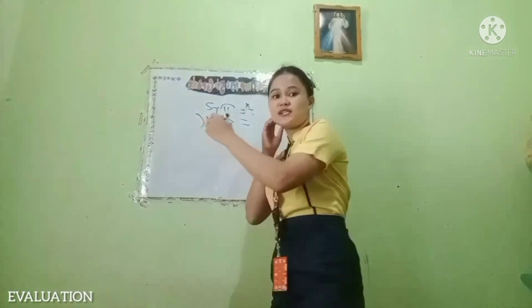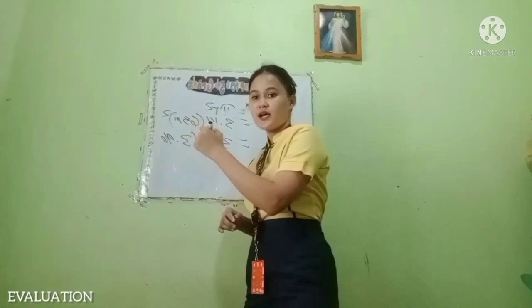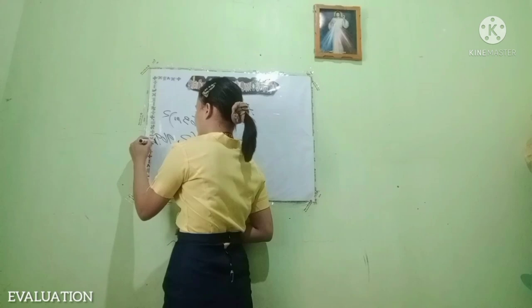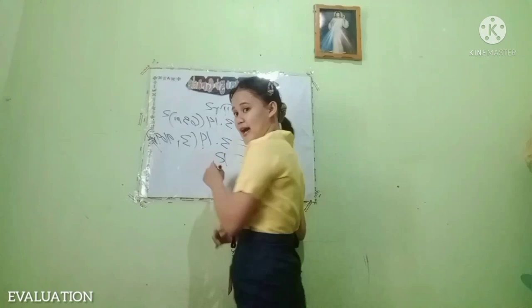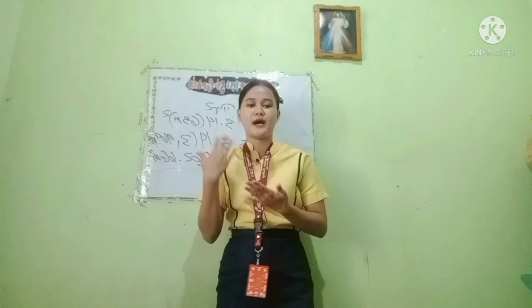And then, 3.14. What? 3969 meter squared. And then the final answer is 12,462.66 meter squared class. So very good. But the other activity, I will be the one to check.